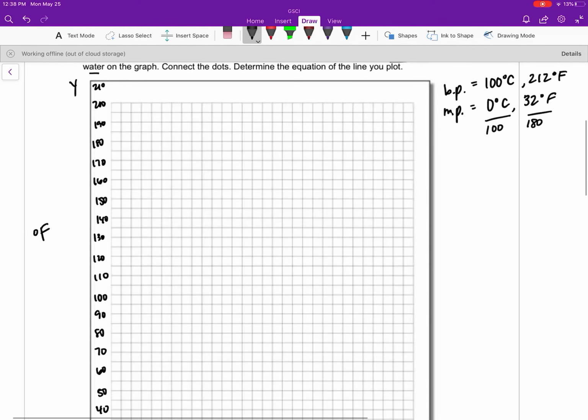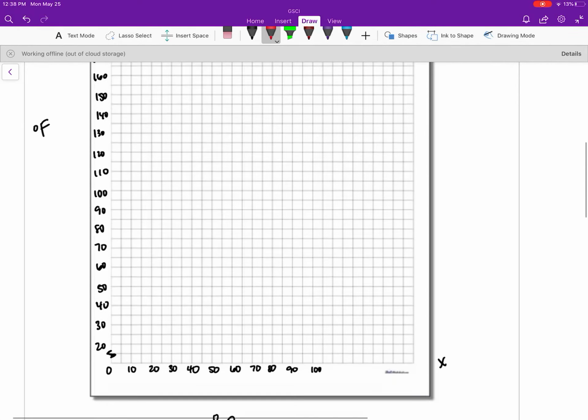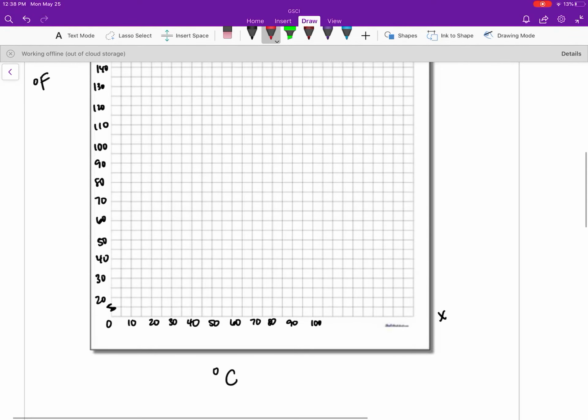Now we're going to plot the actual points. So for the first one, my melting point is at 0 degrees Celsius and 32 degrees Fahrenheit. So I'm going to start off at 0 degrees Celsius, and I'm going to go up, and I'm going to plot around 32, between 30 and 40 on the y-axis. This point is on 0 and on 32. Okay, so that's how that works. And this is the melting point.